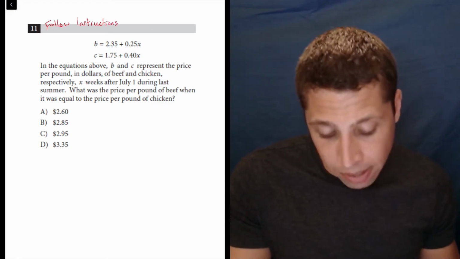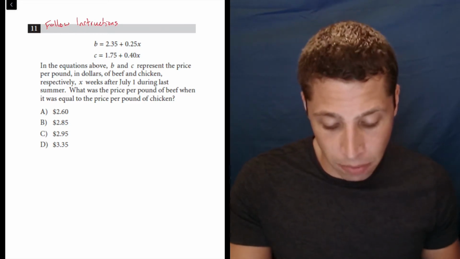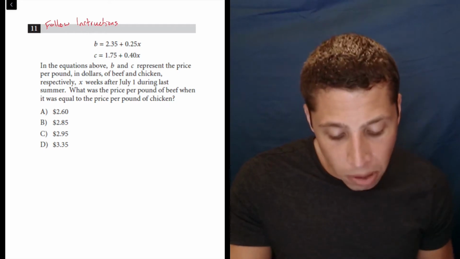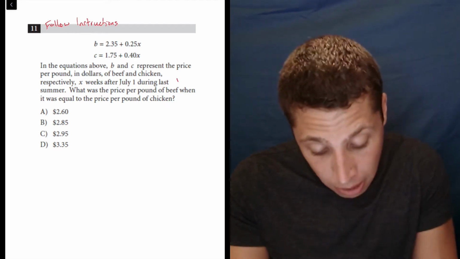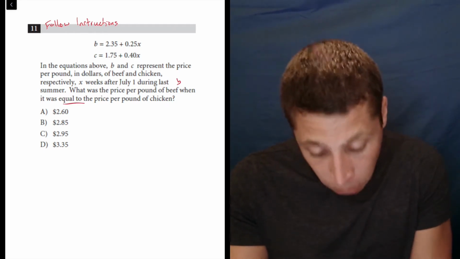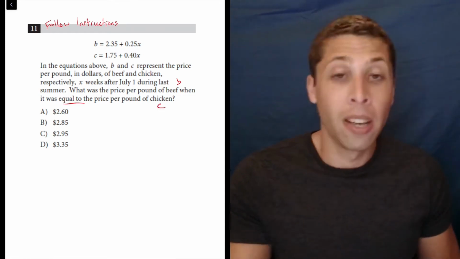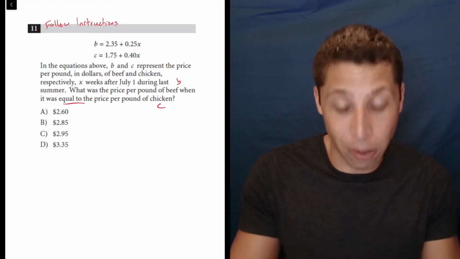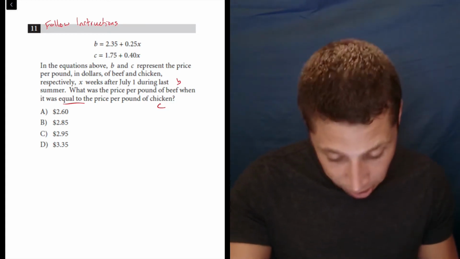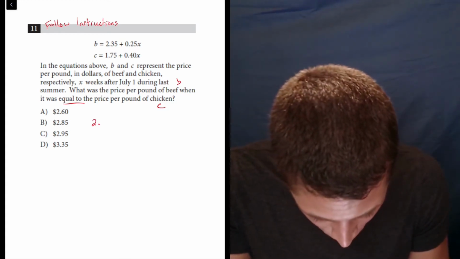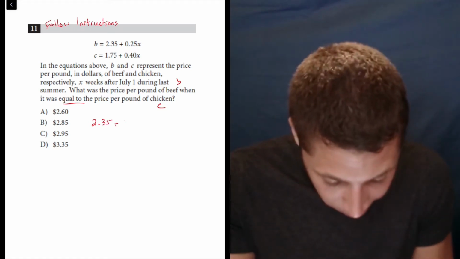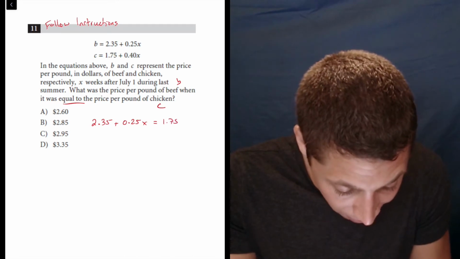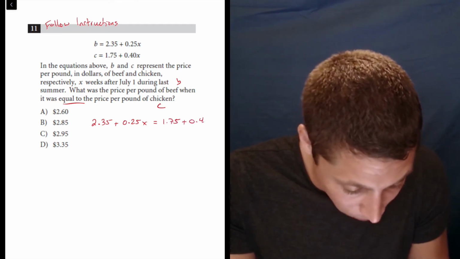In the equations above, B and C represent the price per pound in dollars of beef and chicken, respectively, x weeks after July 1st during last summer. What was the price per pound of beef, so what was B, when it was equal to the price per pound of C? So we're supposed to set these equations equal to each other. It's just telling you that, okay? So follow that instruction. So that's going to be 235 plus 0.25x is equal to 175 plus 0.40x.